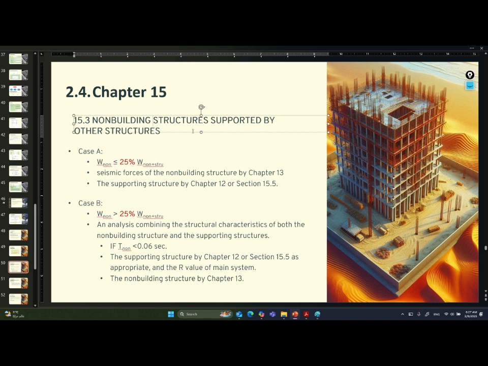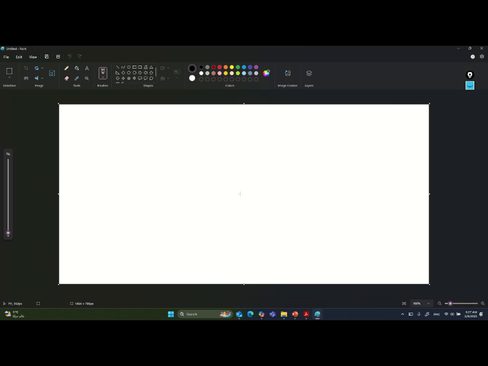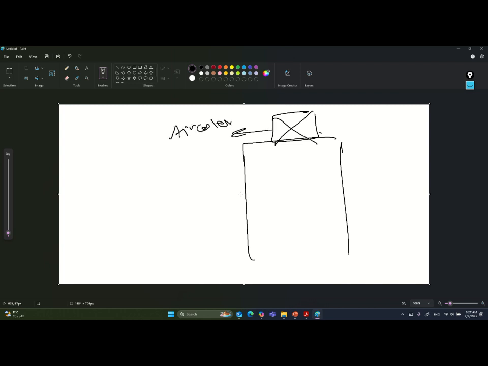I will go past the other slides and talk to this one. The first thing, if you have the W of non-structural component lesser than this one. So let me start from this position. I have the same building also, and I have equipment located here, maybe an air cooler. To consider the air cooler, don't forget chapter 13.